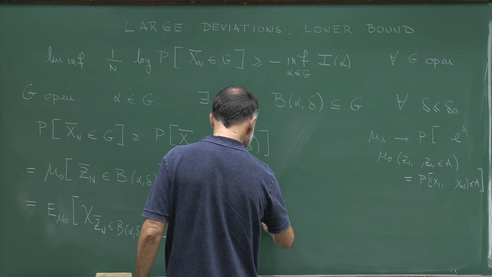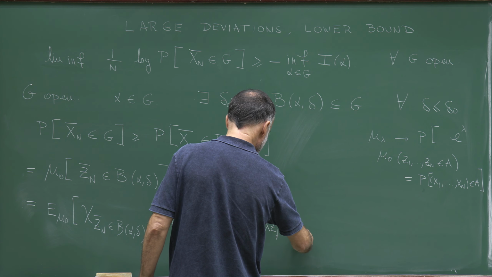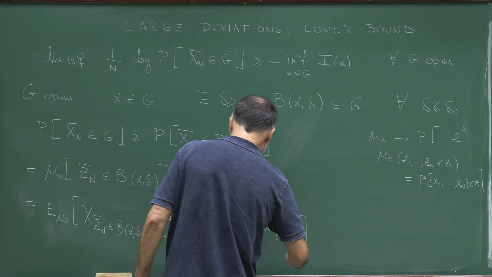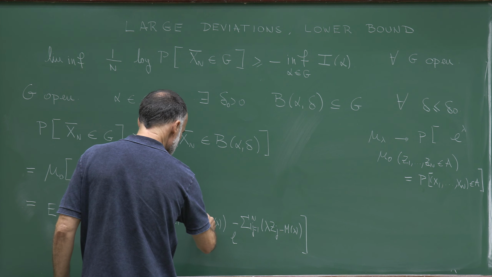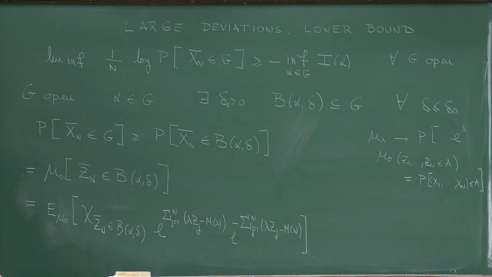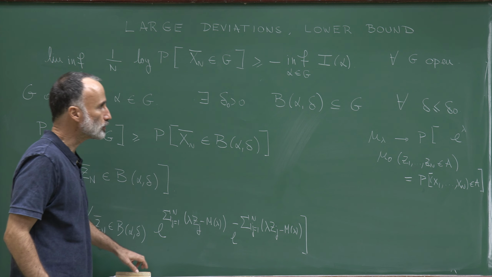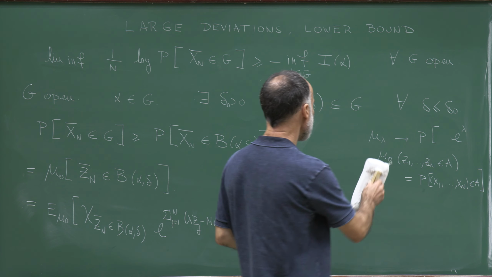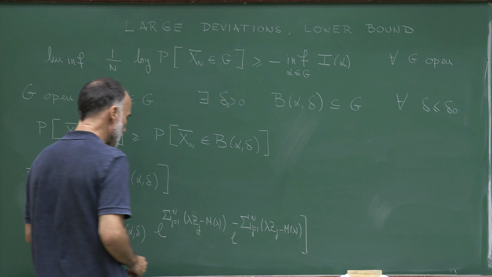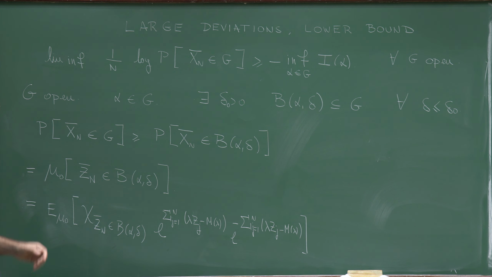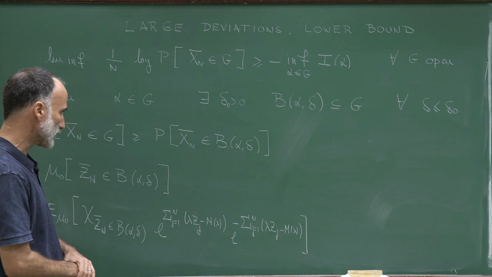So I didn't do much, and I'm always replacing z by x. So I multiplied this probability by this exponential, I divided by the same exponential, so I didn't do much. And here I'm free to choose lambda. So we'll see that there is a precise choice of lambda, and that we will use in a second.